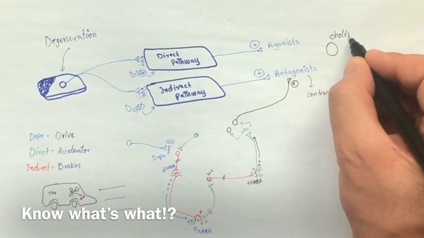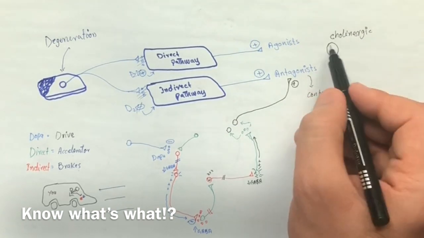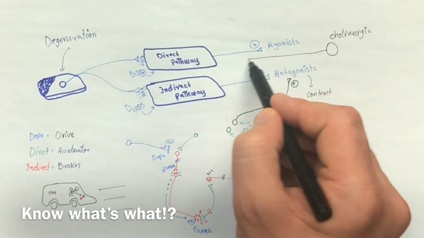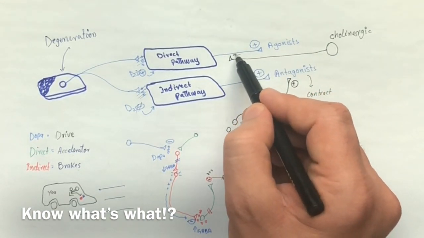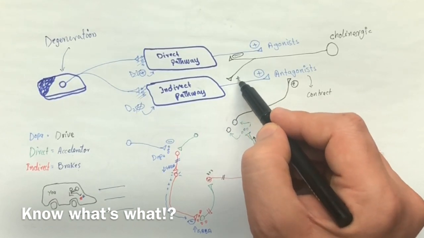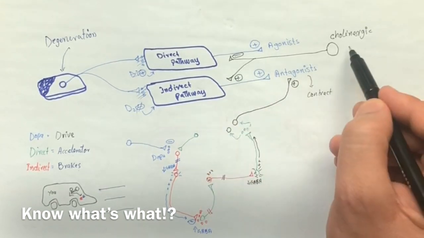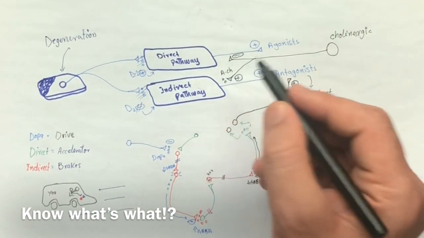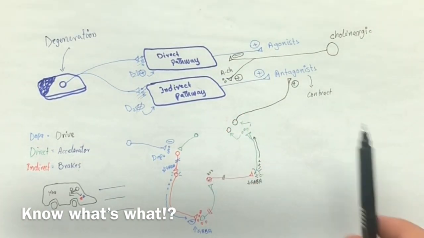So here's one more system, the cholinergic system. The cholinergic system works opposite to the dopaminergic system. The dopa stimulates the direct pathway, and this one inhibits the direct pathway. The dopa inhibits the indirect pathway, and this one stimulates the indirect pathway. So this is how the acetylcholine works against it.